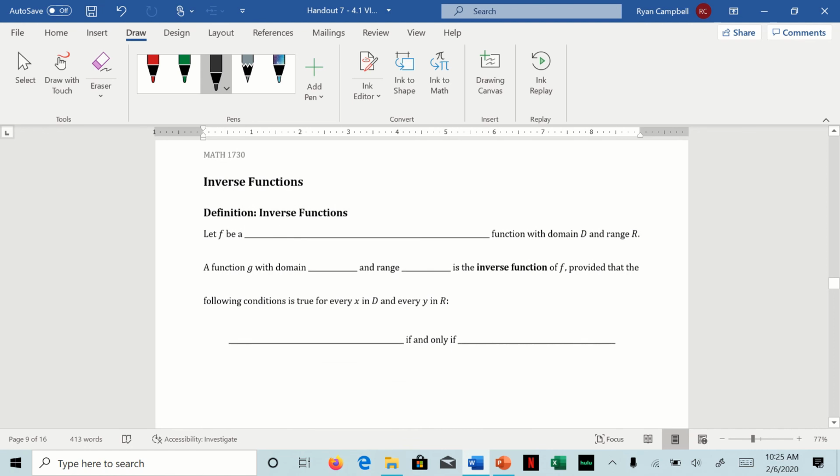All right. Now we can finally talk about inverse functions. The reason why we had to talk about one-to-one functions is because you can only have an inverse if it's one-to-one.